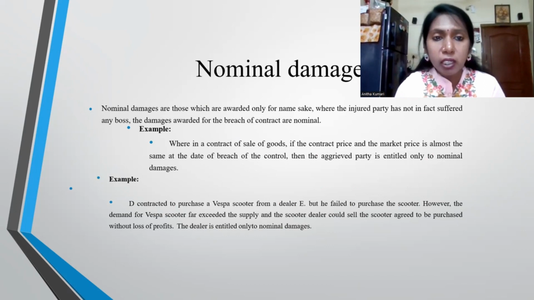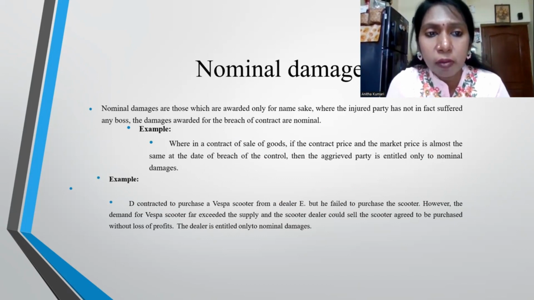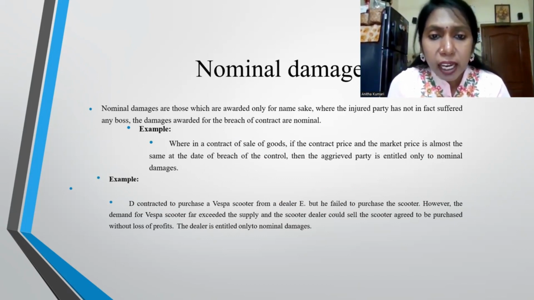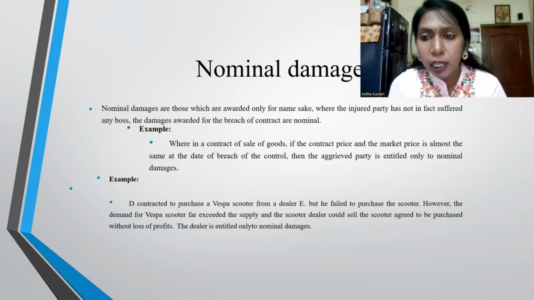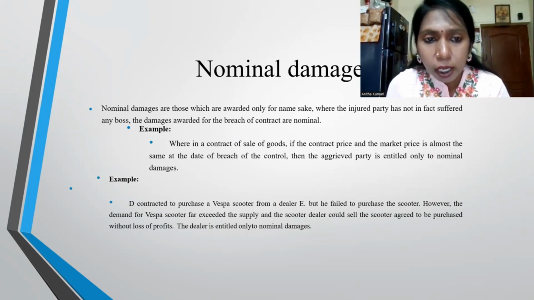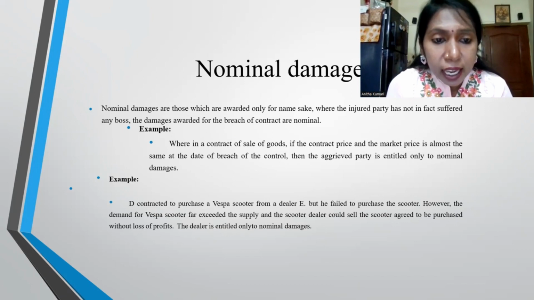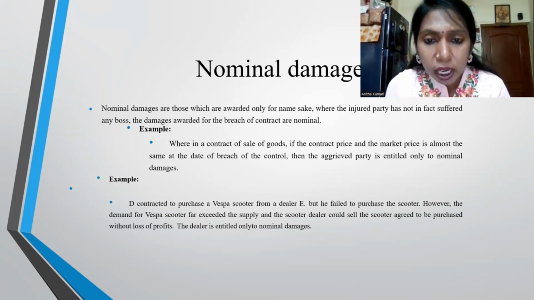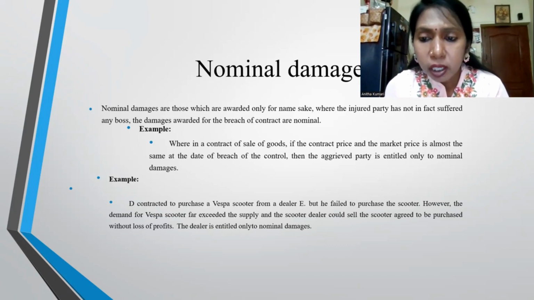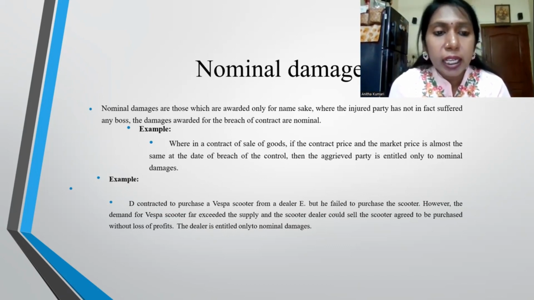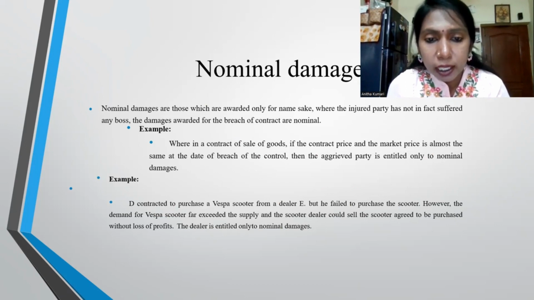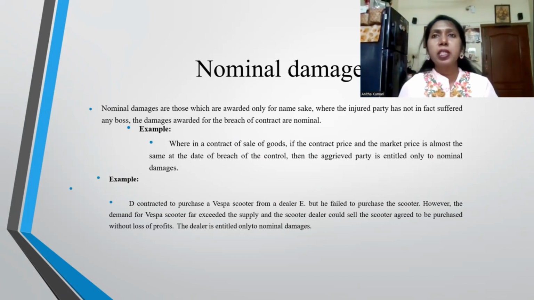See here, nominal damages are those which are awarded only for namesake, where the injured party has not in fact suffered any loss. Example, where in a contract of sale of goods, if the contract price and market price are almost the same at the date of breach of contract, the aggrieved party is entitled only to nominal damages. Example, D contracts to purchase a Vespa scooter from a dealer E, but he refused to purchase the scooter. However, the demand for Vespa scooters exceeded the supply. The scooter dealer could sell the scooter agreed to be purchased without any loss of profit. So what do you mean by this? I will give some other easy example.